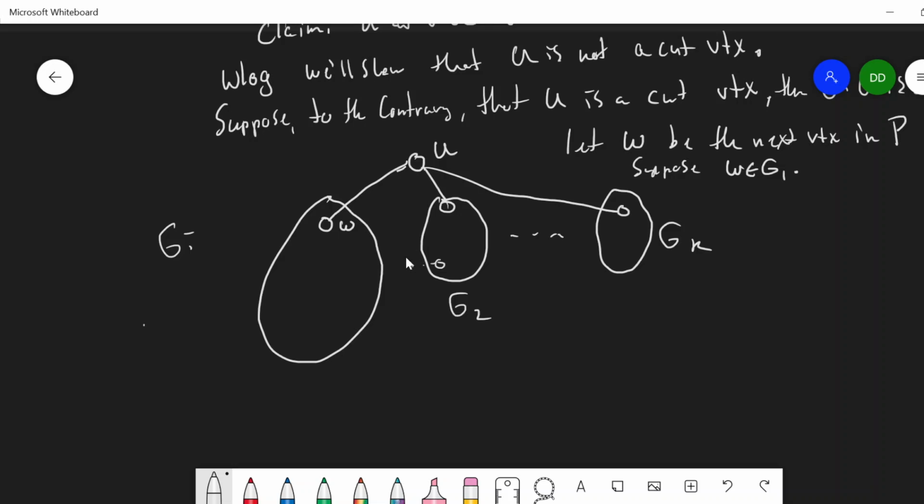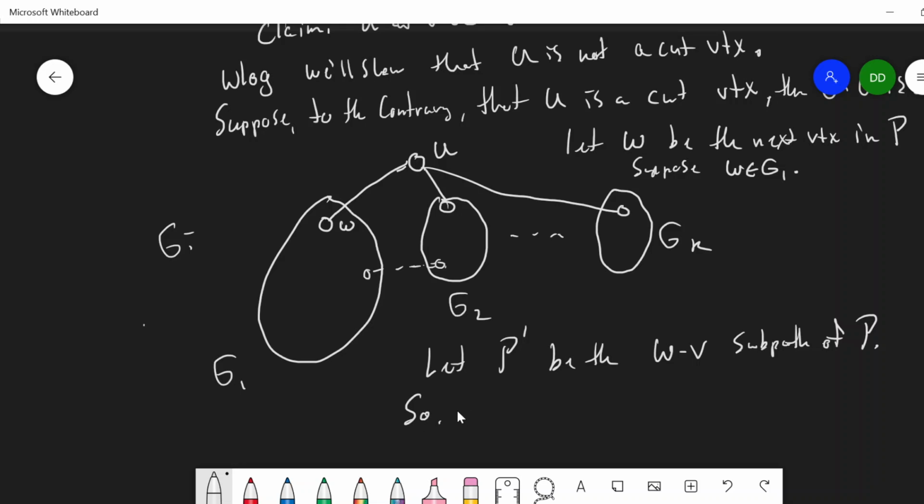Here's my vertex W. This path has to be contained in one of these components, or at least the path after I remove U. So I'm going to let P prime be the WV subpath of P. And the big thing to notice here is that since there can't be edges between components, P prime has to be entirely contained in one component, let's say G1, because I said W was in G1. So P prime is contained in G1. That means V is also in G1. So the rest of my path, it could be some other vertices here, P prime is entirely contained in G1.